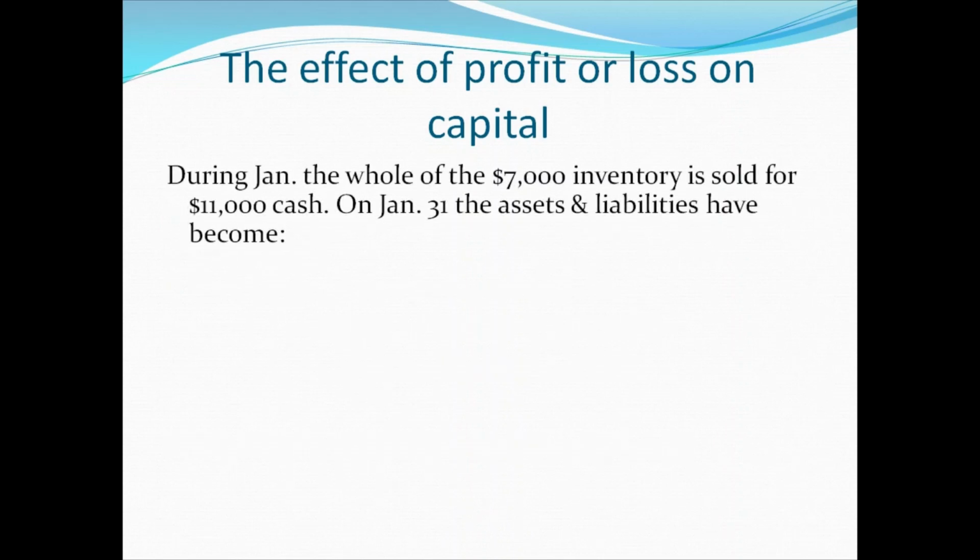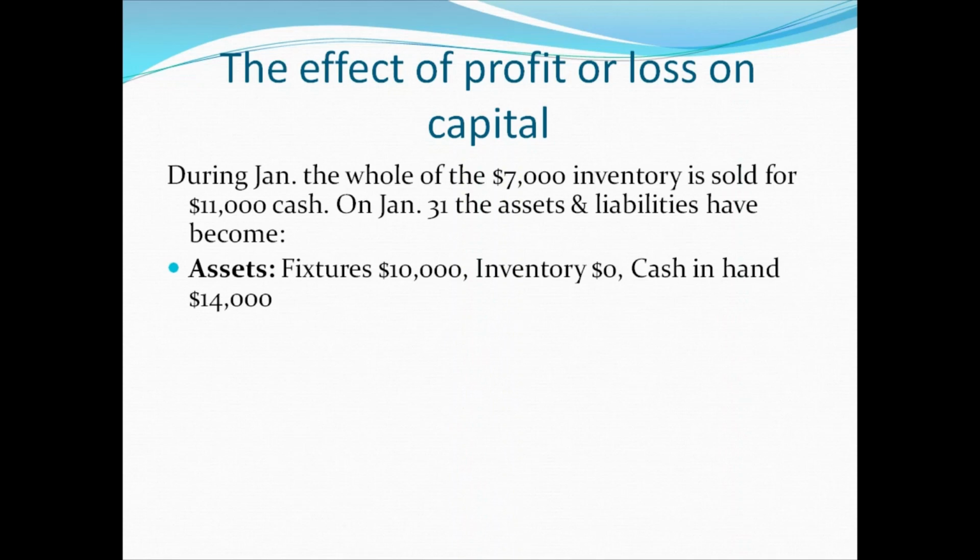So let's say that during January, the whole of the $7,000 in inventory is sold for $11,000 cash. On January 31st, the assets and liabilities have become: assets, fixtures $10,000. Inventory is now zero because all of it was sold. Cash is now $14,000. Liabilities, accounts payable remain at $2,000.